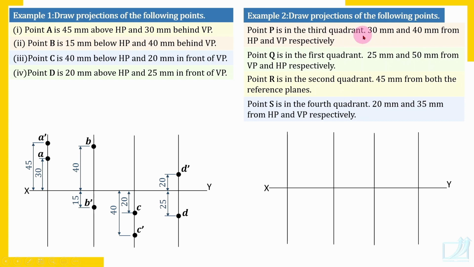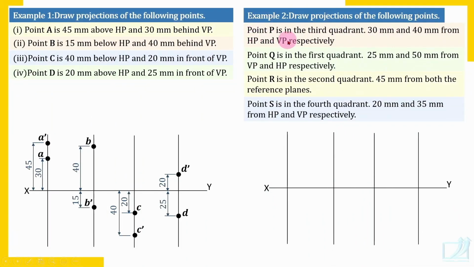Point P is in the third quadrant. 30 millimeters and 40 millimeters from HP and VP respectively. Have you realized that nowhere it is mentioned whether it is above or below or in front or behind? These words are not used at all here. It's just distance from HP 30 millimeters and distance from VP is 40 millimeters. Each and every statement suggests something. Bring it on paper immediately. So when we read the first statement, draw projections of following points, that suggested that XY line and projectors are required. How many points are there? 4 points. So we drew 4 projectors.